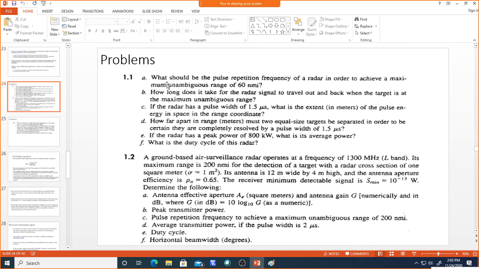So take this problem. What should be the pulse repetition frequency of the radar in order to achieve a maximum unambiguous range of 60 nautical miles? So you need to find the pulse repetition frequency in order to get this maximum unambiguous range. And second, how long does it take the radar signal to travel out and back when the target is at the maximum unambiguous range?